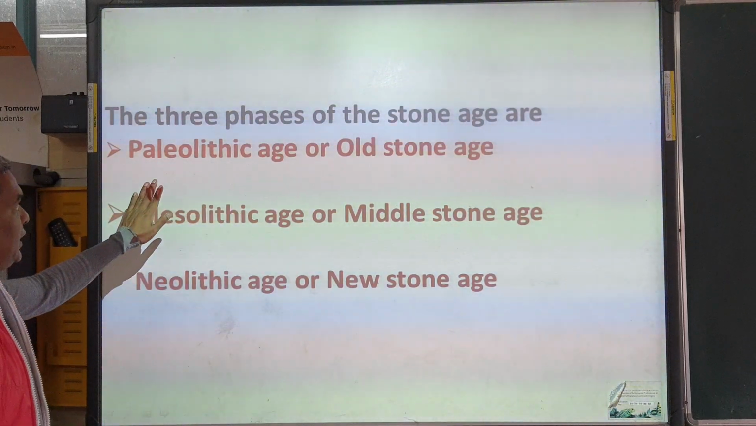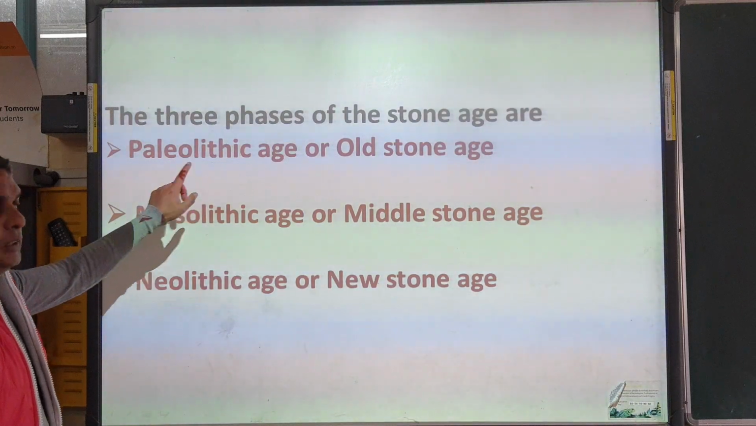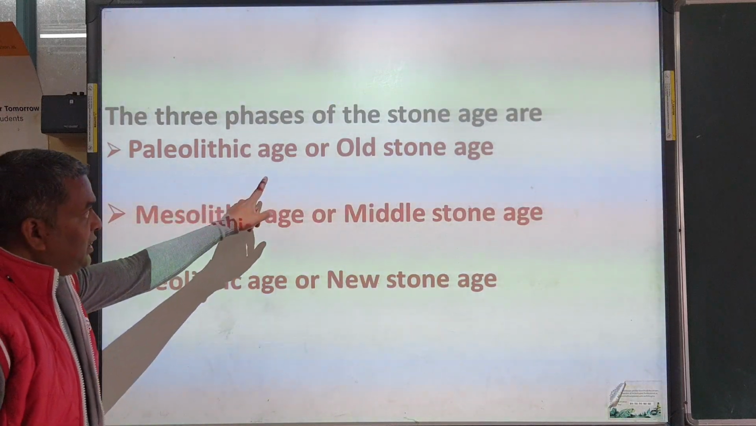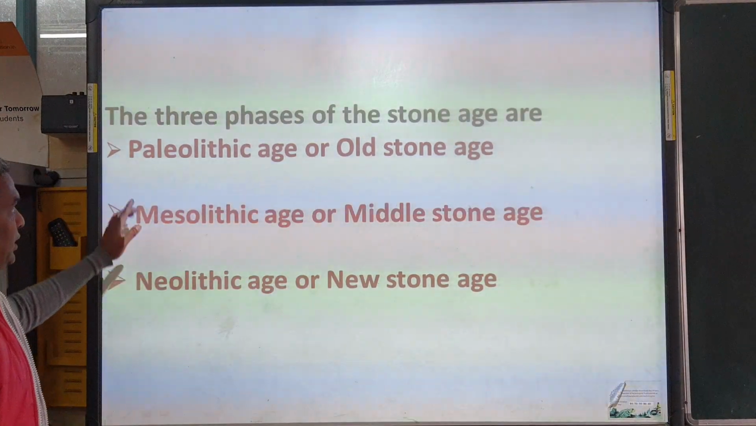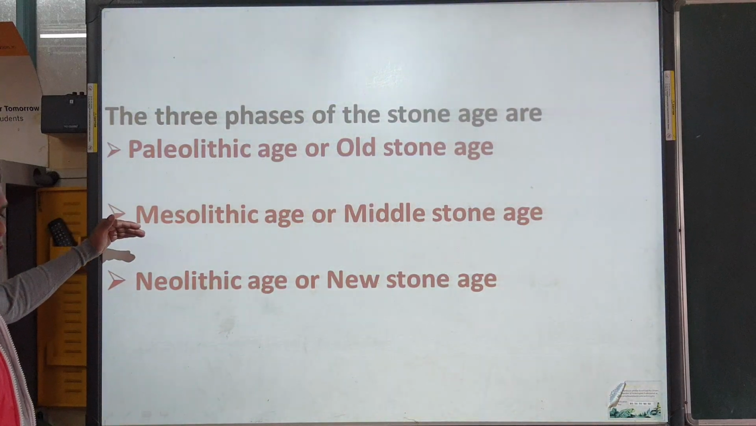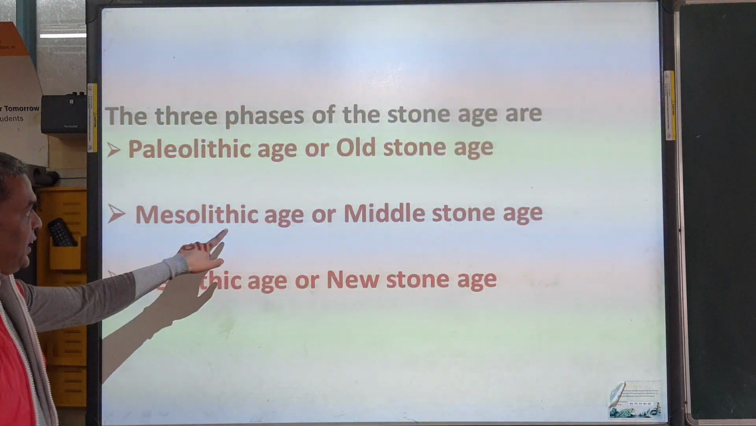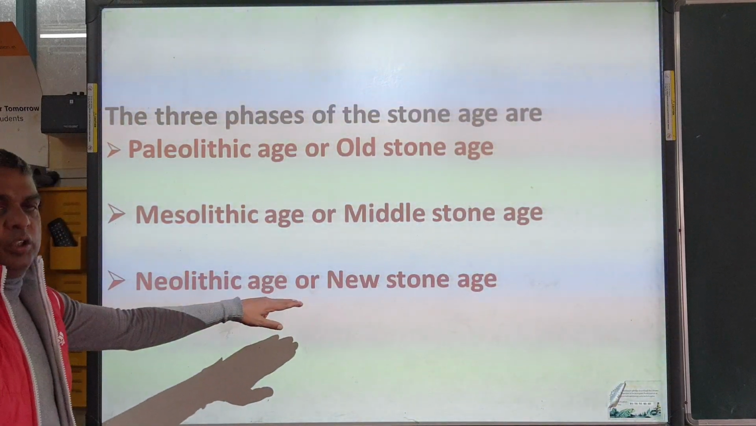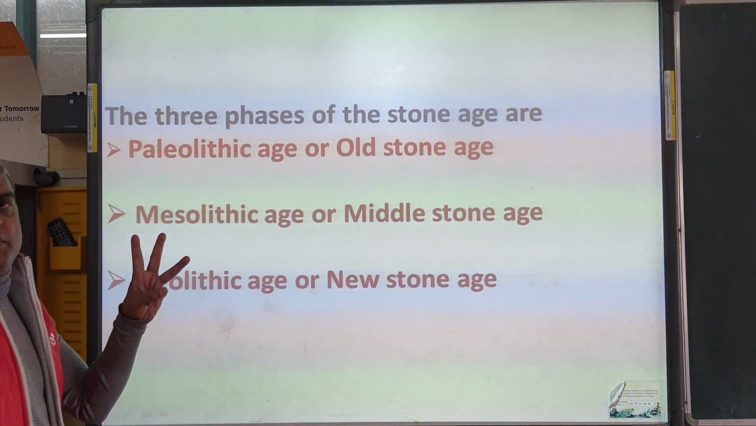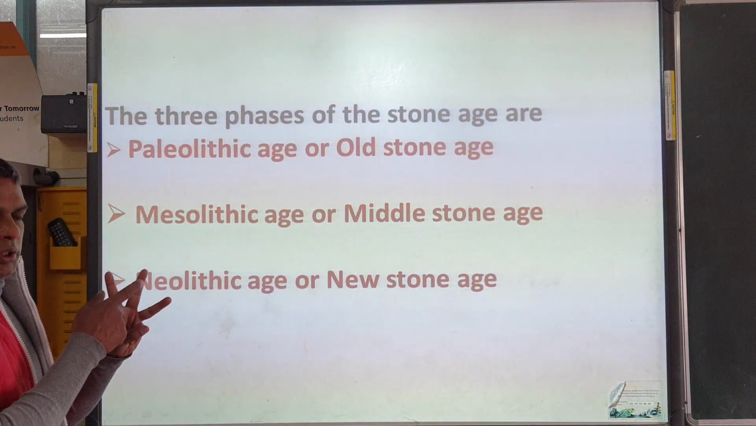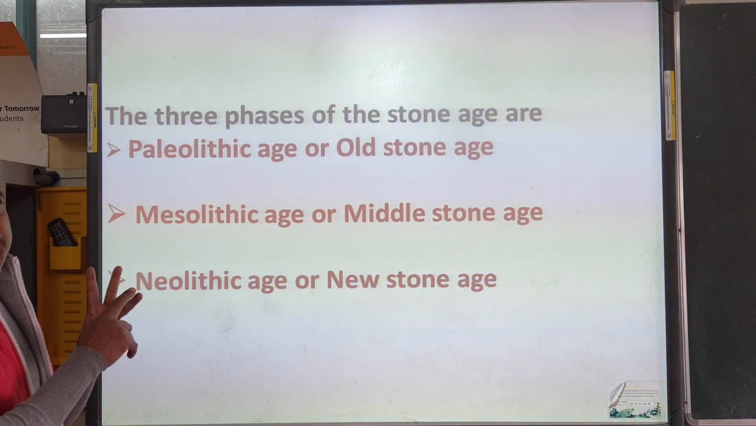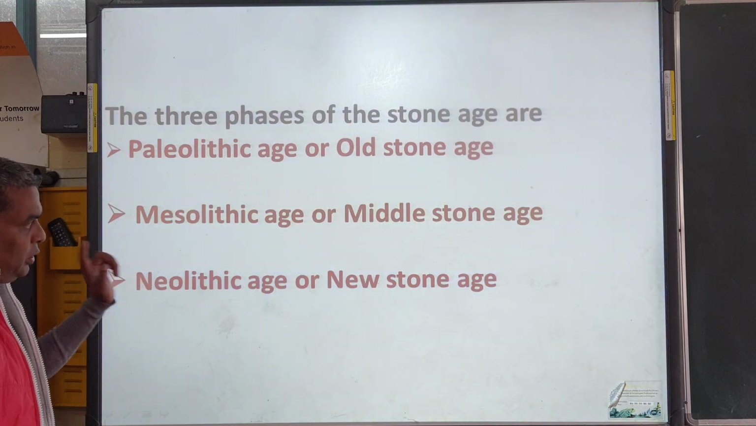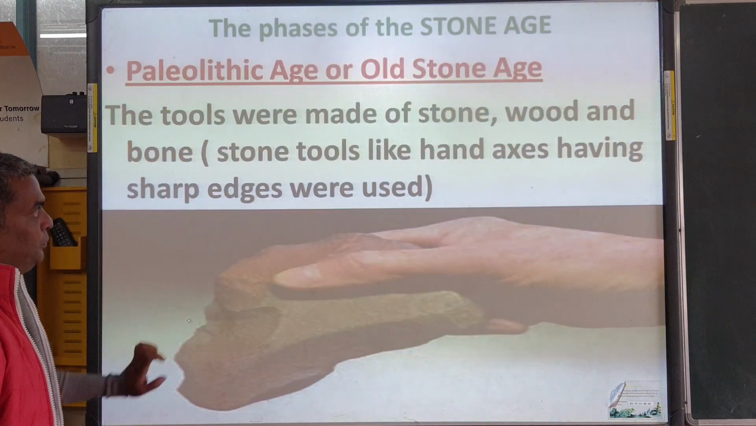Okay, pronounce this word correctly. Paleolithic. P-A-L-E-O. Paleolithic Age or Old Stone Age. Okay, that is the first phase. Then came Mesolithic Age or Middle Stone Age. And then Neolithic Age or New Stone Age. So they have divided it into three phases: Old, Middle, and New Stone Age. Paleolithic, Mesolithic, and Neolithic. So let us learn about the phases individually.